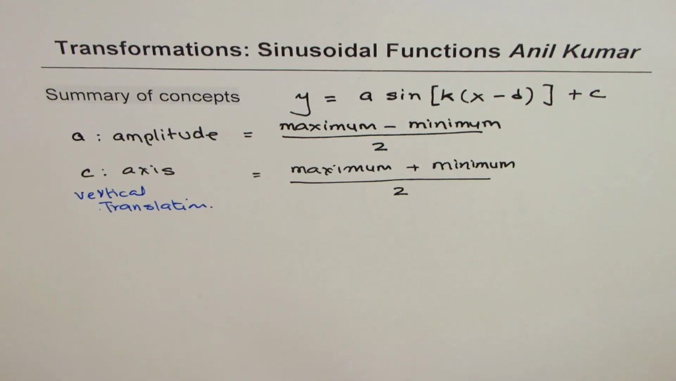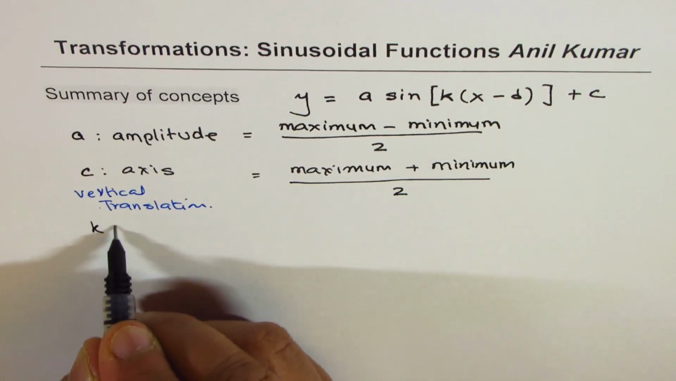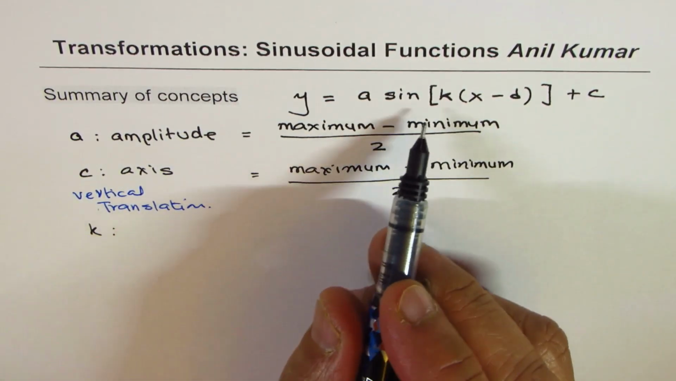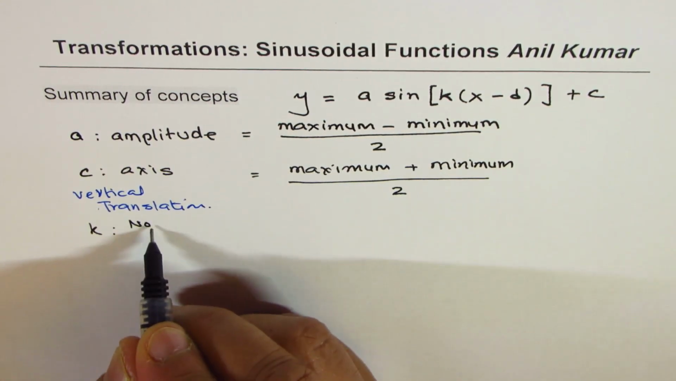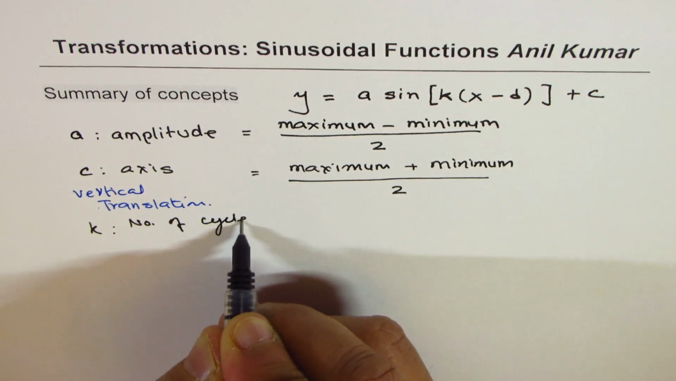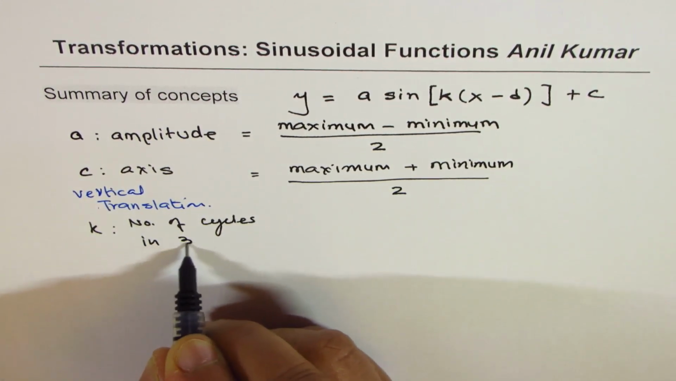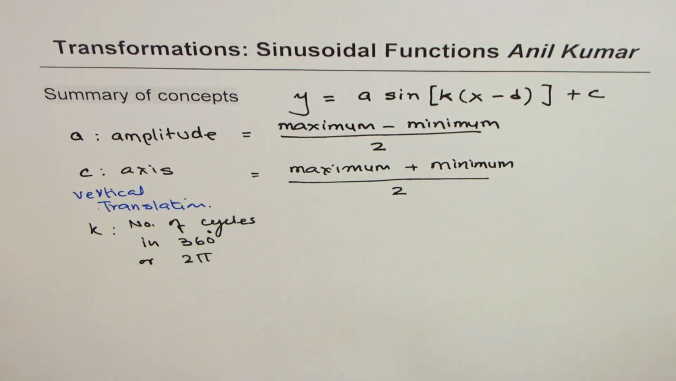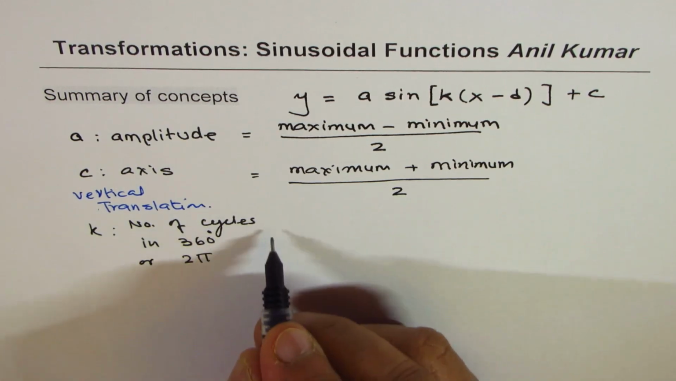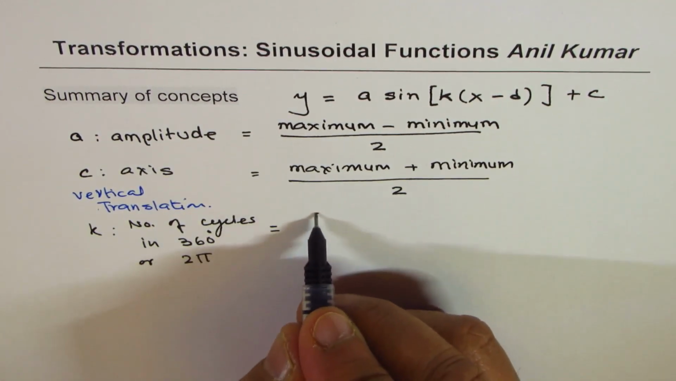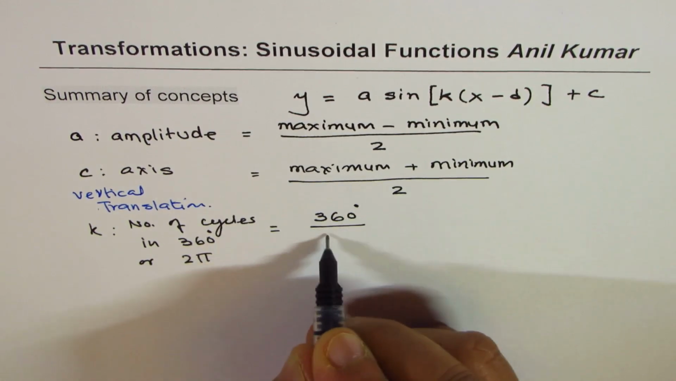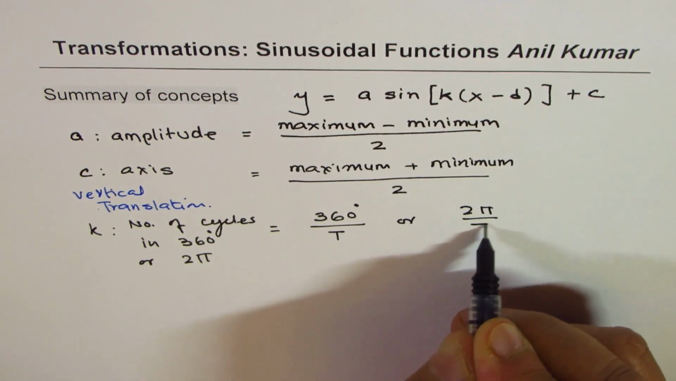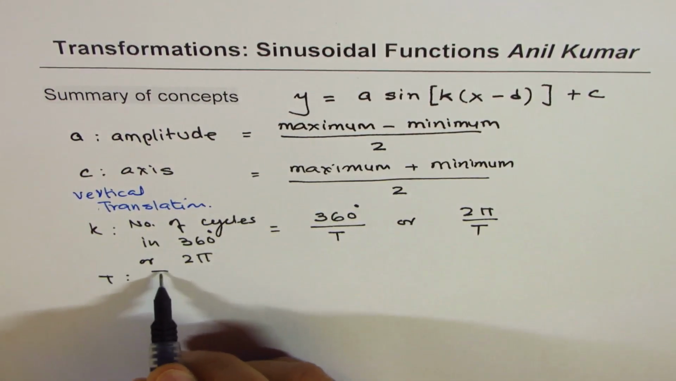Okay. K is related with time period, right? So K is the number of cycles in 360 degrees or 2 pi, depending on which units you are doing, right? Now K can be calculated from 360 degrees divided by time period T, or if you're working in radians, then 2 pi by T, where T is time period.